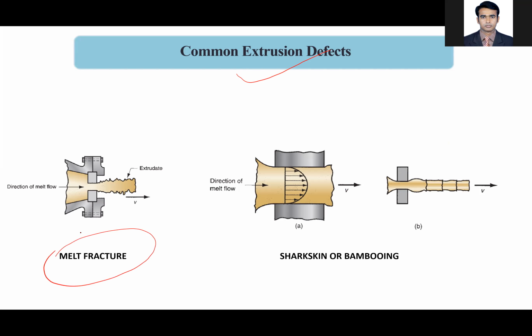First one is the melt fracture. After the extrusion, this kind of irregular surface is found. The main reason is that if you do not use a die like this, with a gradual decrease. In fluid flow you have contraction, like the venturimeter, a convergent-divergent nozzle. If this is very sharp, there is a sudden change.